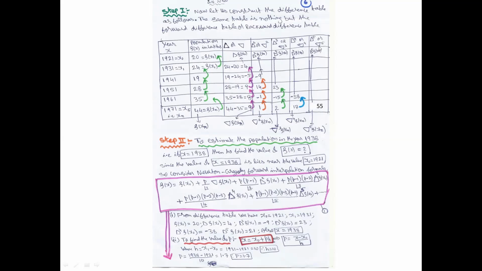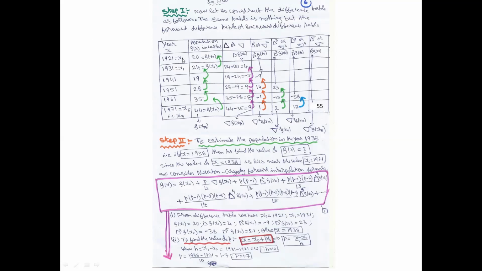Okay. Now, observe the movement of the cursor. These are the top values. So the top values are 19, 21, 24, minus 9, 23, minus 38, 55. These are the top values. These are the values we are using in case of forward difference.